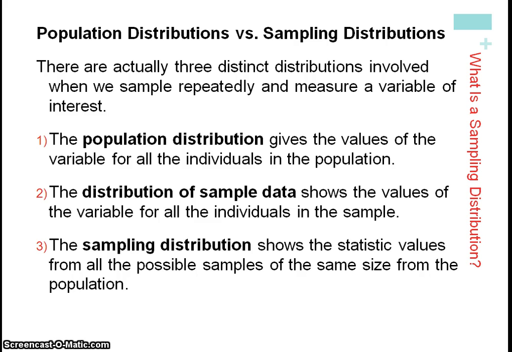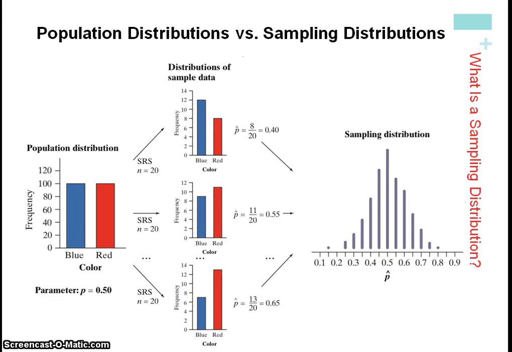Population distribution is, okay, what does the actual population look like? The distribution of a sample is, okay, what did my sample actually look like? And then the sampling distribution is all possible samples from the population. Here's a picture that shows them. If I was talking about red and blue chips in a bag, my population distribution is just 50%, 100 red, 100 blue, so basically 0.5 for each. My parameter is p equals 0.5.